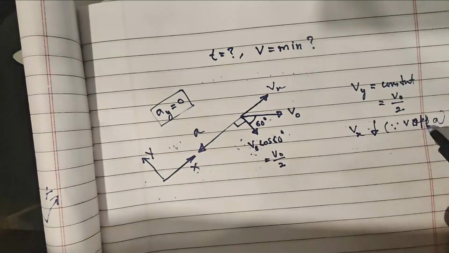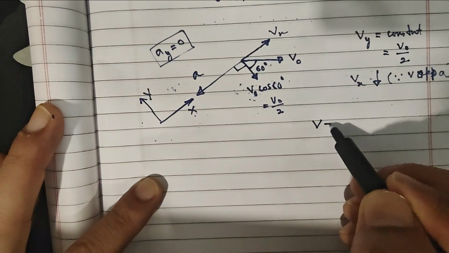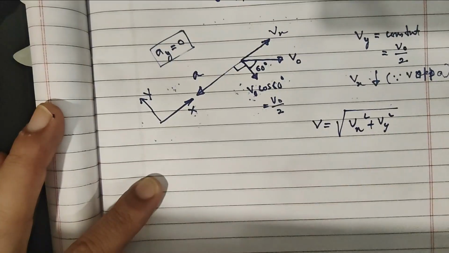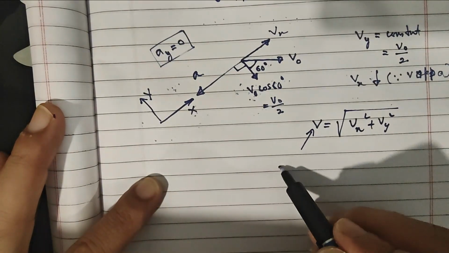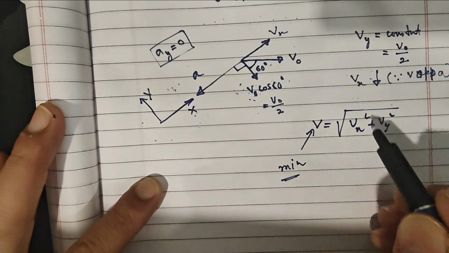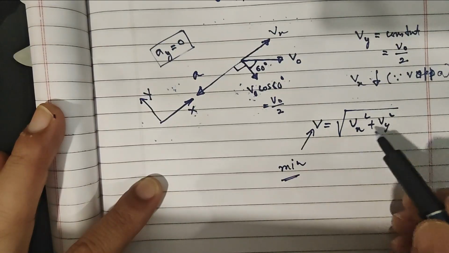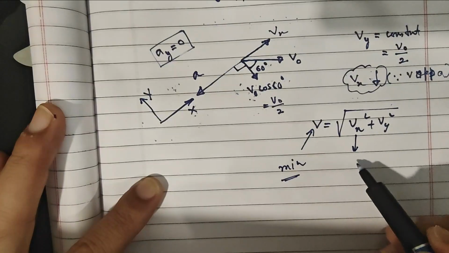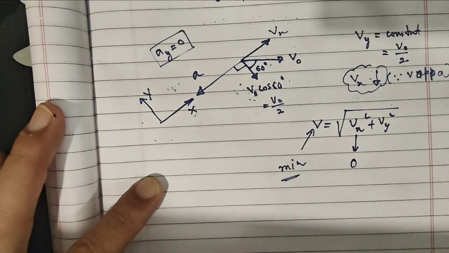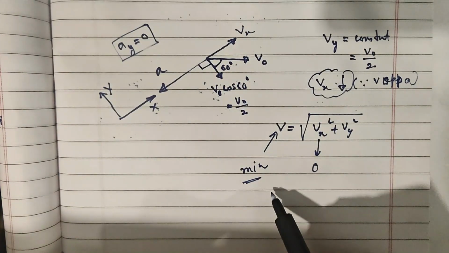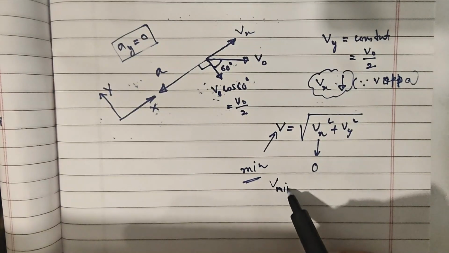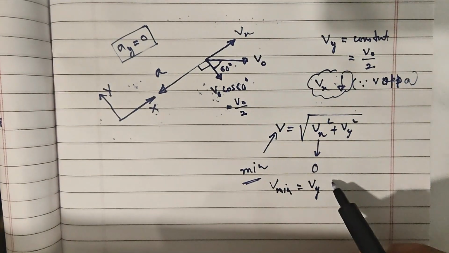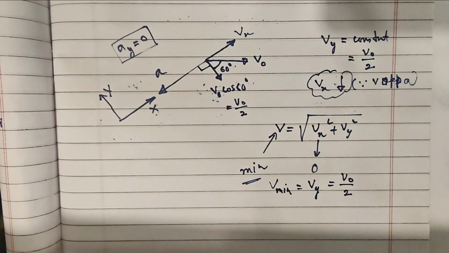Now you know that velocity at any moment is given by root over v_x squared plus v_y squared. And since we want this velocity to be minimum, here which component will be minimum? Well, v_x is decreasing. So this will become 0 when the velocity is minimum. So when this becomes 0, velocity will be minimum, and that minimum velocity will be simply your y component of velocity, which remains constant, v naught by 2.